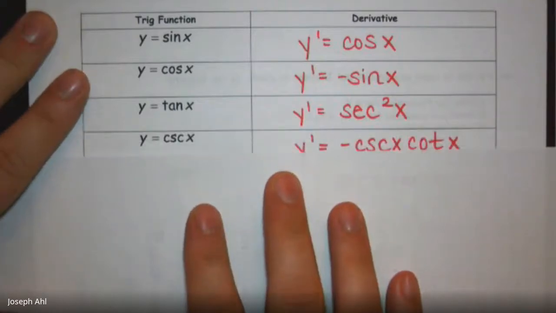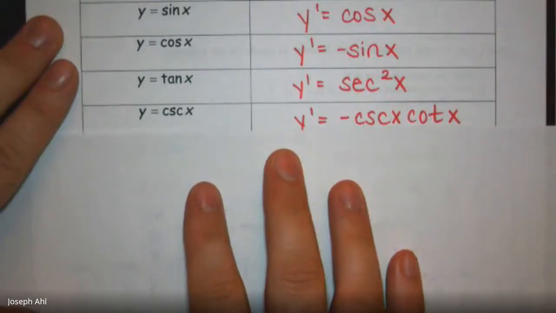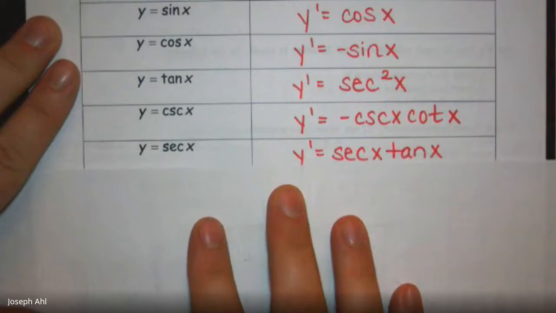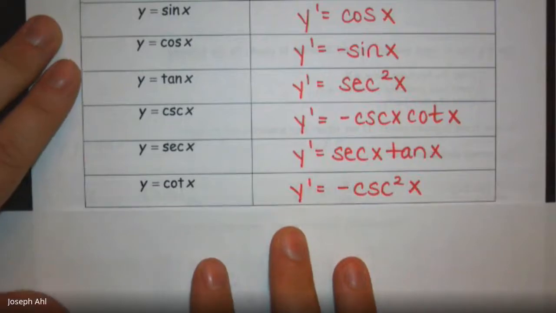And then I went into the reciprocals. Cosecant, the derivative there is negative cosecant cotangent. Secant's derivative is secant tangent. And then finally, cotangent's derivative is negative cosecant squared.